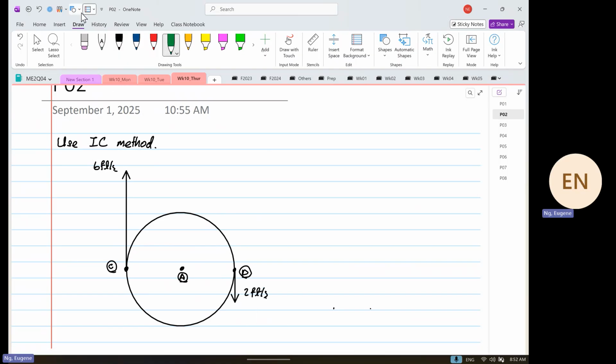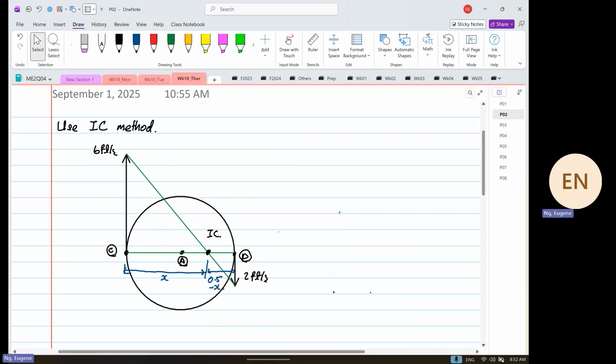Then we draw a normal line for the instantaneous center, and then we have a line coming across down here. Where it crosses is where our instantaneous center is. Then I'm going to specify distances. From here to here will be x, and the distance from here to here will be 0.5 minus x.